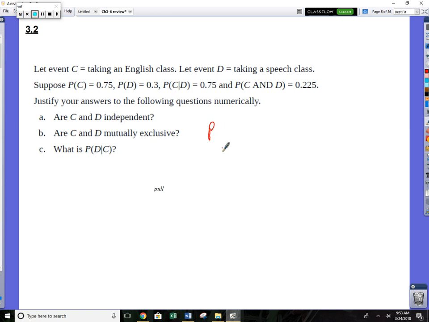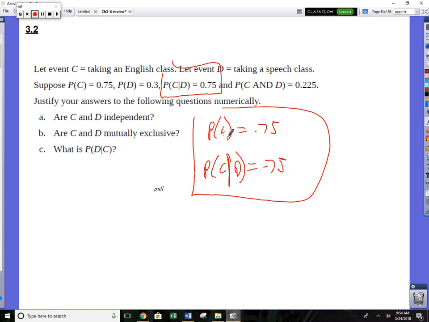Well, we could use this guy. So the chances of C happening are 75%. The chances of C happening given that D happens is also 75. So the event D had nothing to do with C. So the chances of C happening is 75% both ways. So the answer is yes. So taking a speech class did not influence at all taking an English class. So that's one of the three, so that works. We're good. We don't need to test all three, just test one of them.